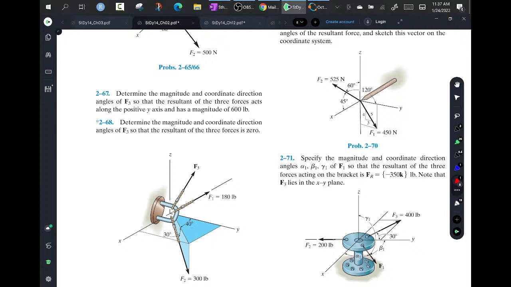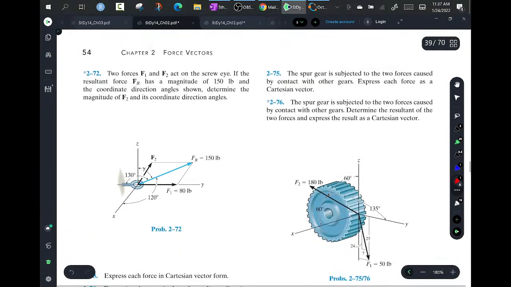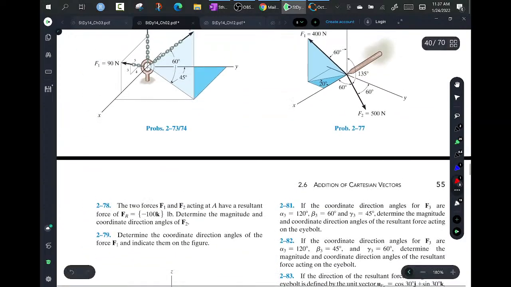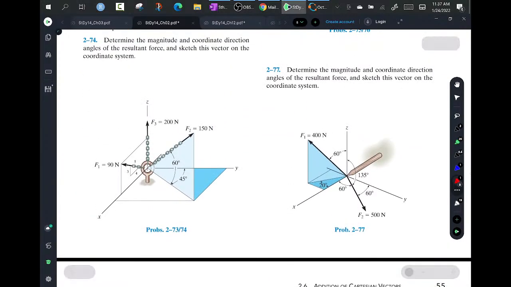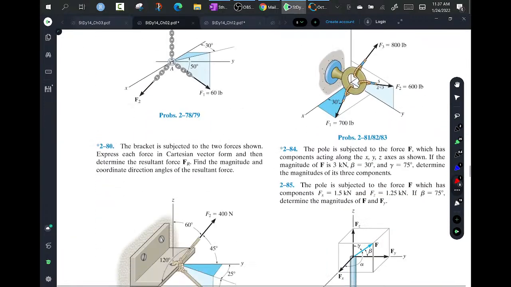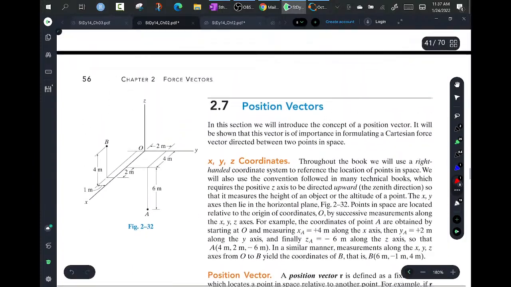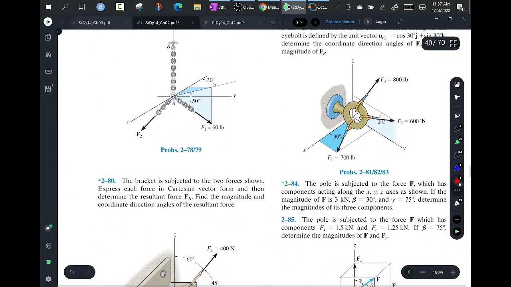So let's see, got 37, I'm at 1137. Let's see, what can I find here that's interesting? What's the most interesting problem? I'm not sure I can find the most interesting problem. I'm not sure there is an interesting problem.